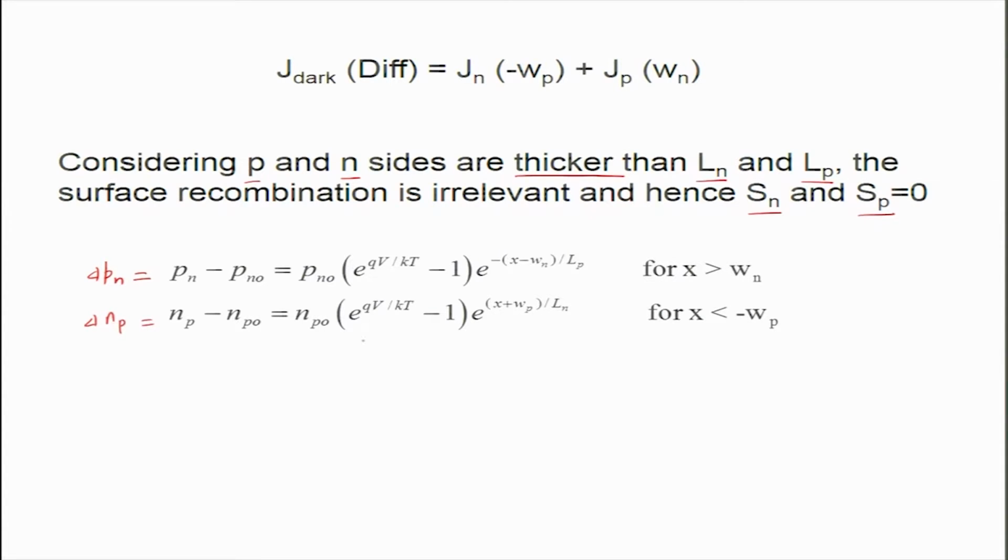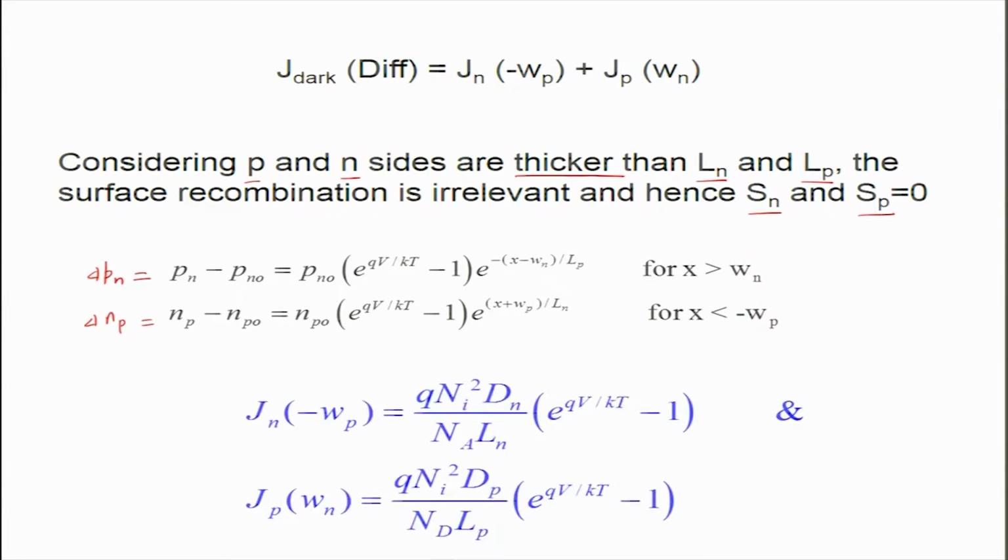So you can see that there is a bias dependence, plus there is some exponential dependence depending upon the junction, which depends upon Wn, Wp and the position at which you want to take the current. From these you can work out Jn at minus Wp and Jp at Wn, because they are diffusive currents. So you just have to plug this in.